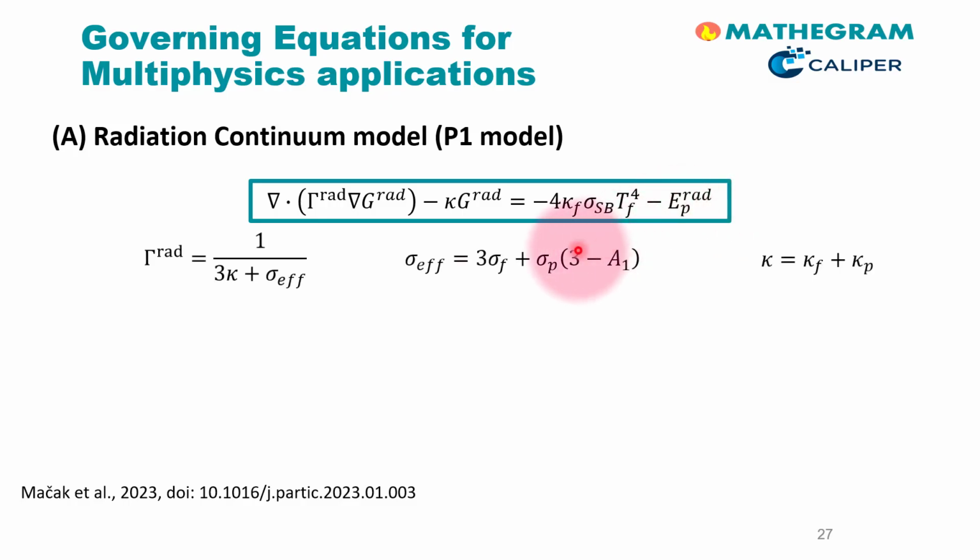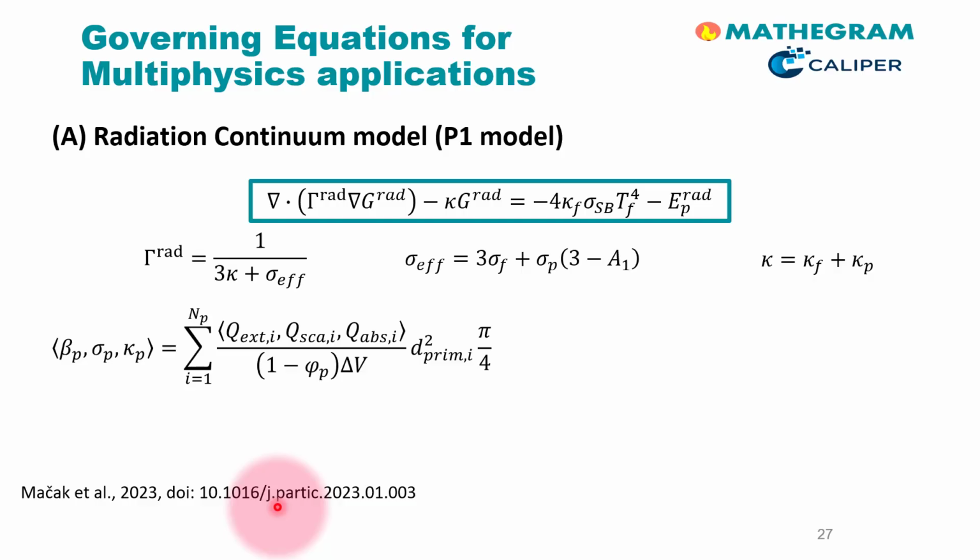The equations defining the diffusivity as well as the effective scattering coefficient sigma_f are shown here. It is just important to not confuse sigma_f with the Stefan-Boltzmann constant sigma_sb. All other details can be found in the work of Mačák et al. The equation at the bottom left specifies how to calculate these coefficients.